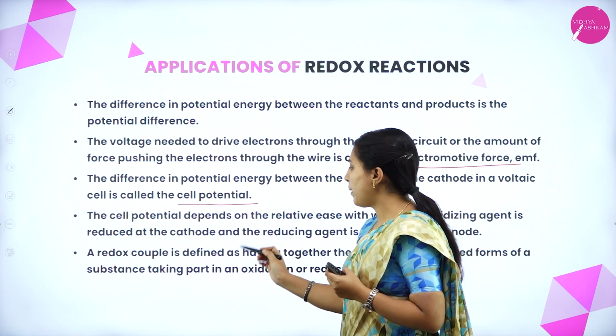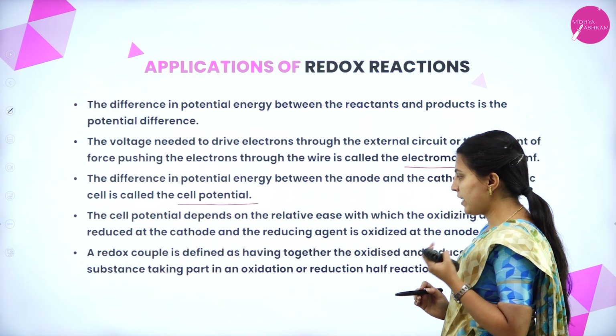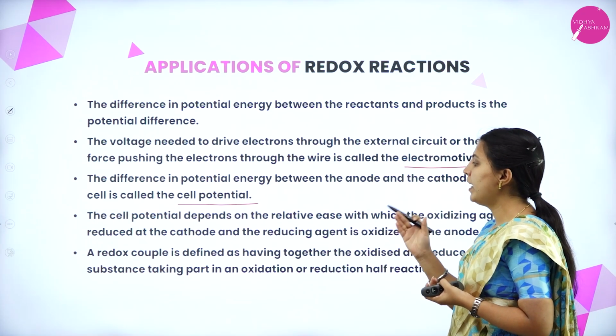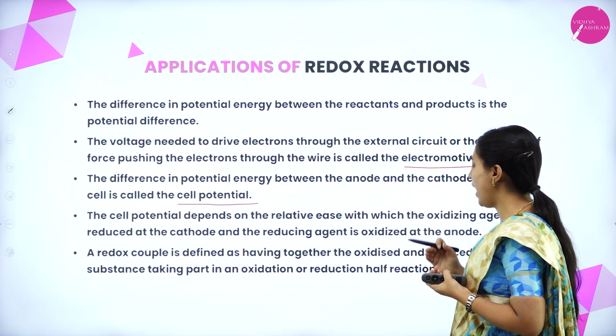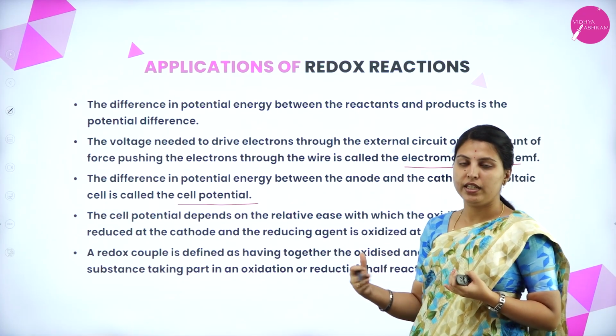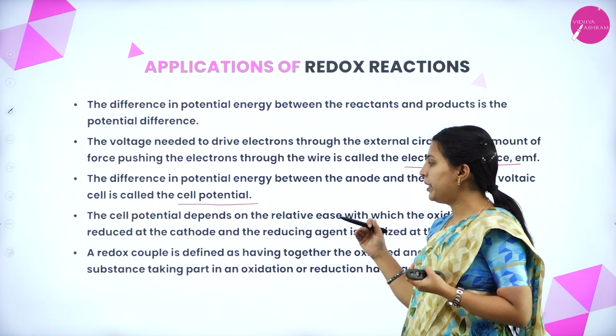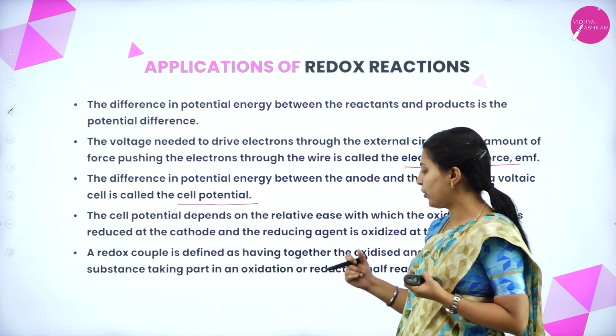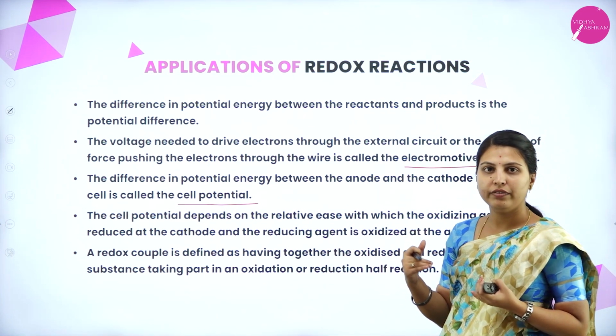A redox couple is defined as the oxidized and reduced forms of a substance taken together, taking part in an oxidation and reduction half reaction. This redox couple defines where the oxidation and reduction are going to happen in the half reactions.